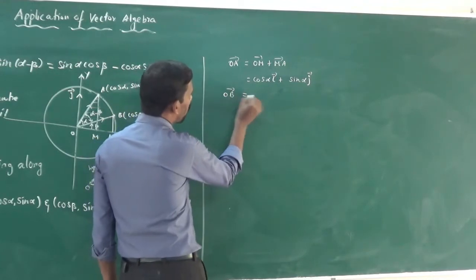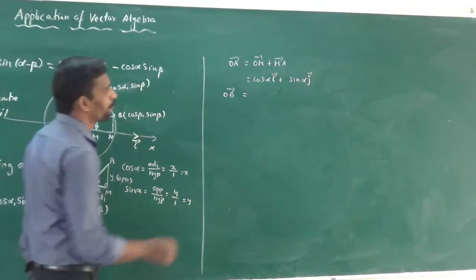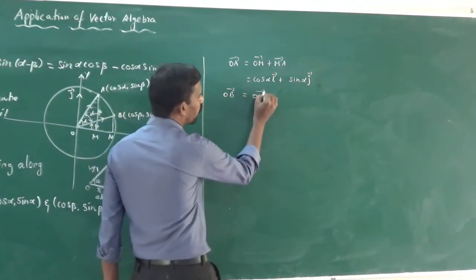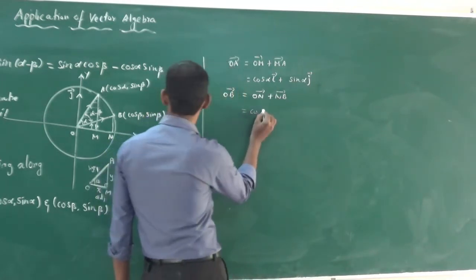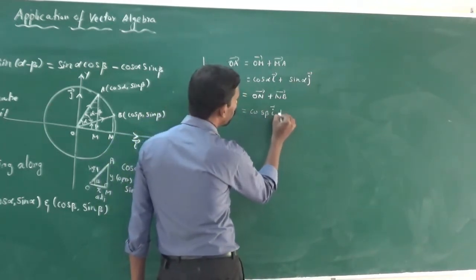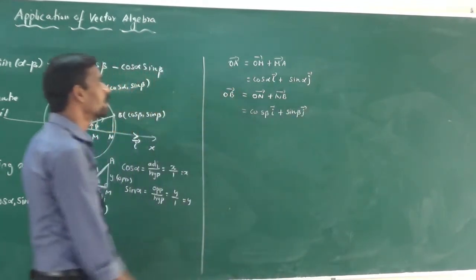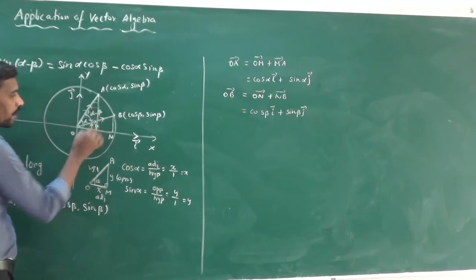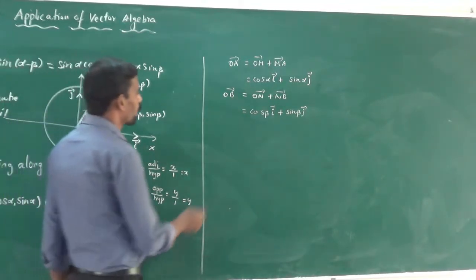Similarly, the OB vector is equal to O to N plus N to B, the ON vector plus the NB vector. In the same way, the horizontal distance is cos beta into i vector plus sin beta into j vector. So now these are the two vectors here. Now we have to find the angle between the two vectors.